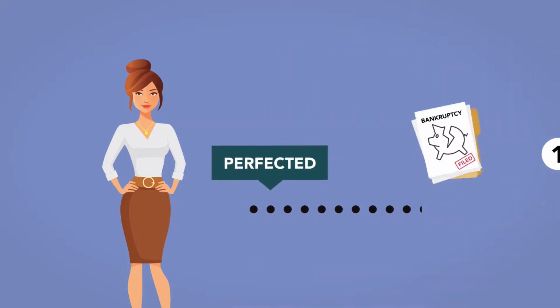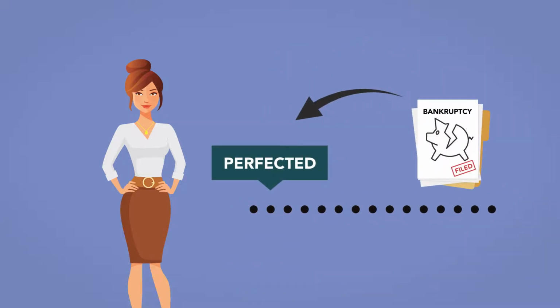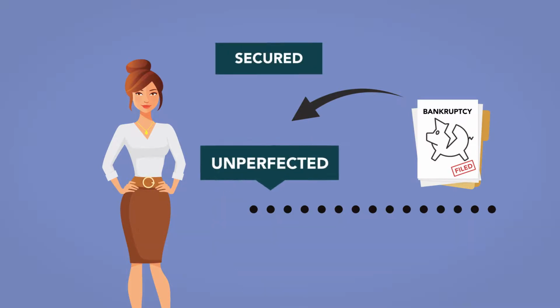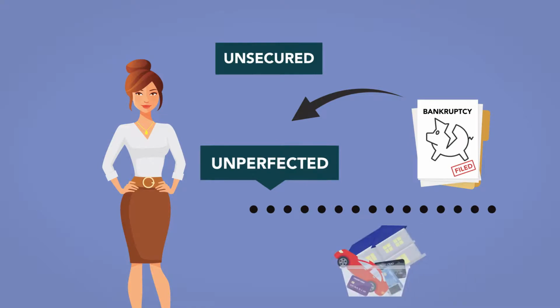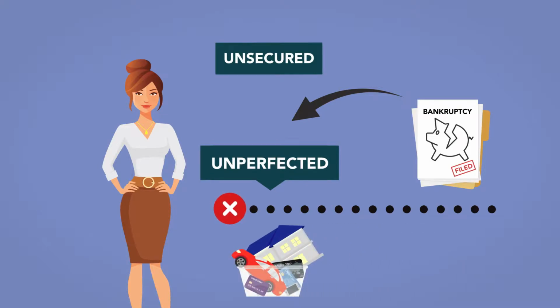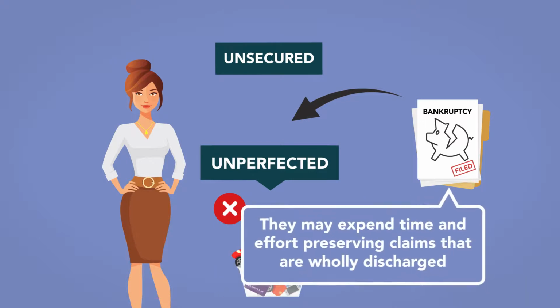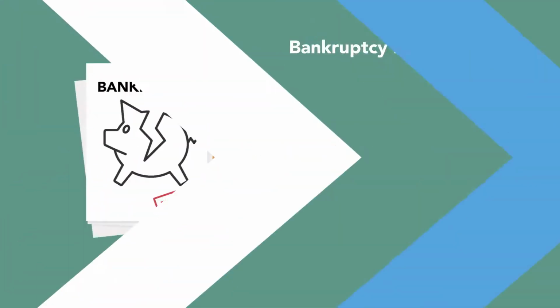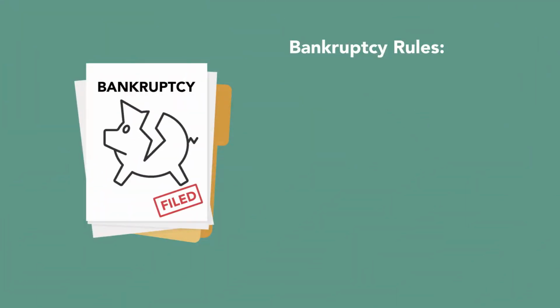When a secured party has perfected well in advance of the bankruptcy filing, it will generally be able to recover its collateral in due course through the bankruptcy proceedings. Creditors who have lesser statuses, including secured but unperfected or unsecured, will often not fare as well. Unsecured creditors rarely receive much, if anything, in bankruptcy proceedings, and may expend time and effort preserving claims that are wholly discharged. Some of the other bankruptcy rules are also of importance to secured parties.